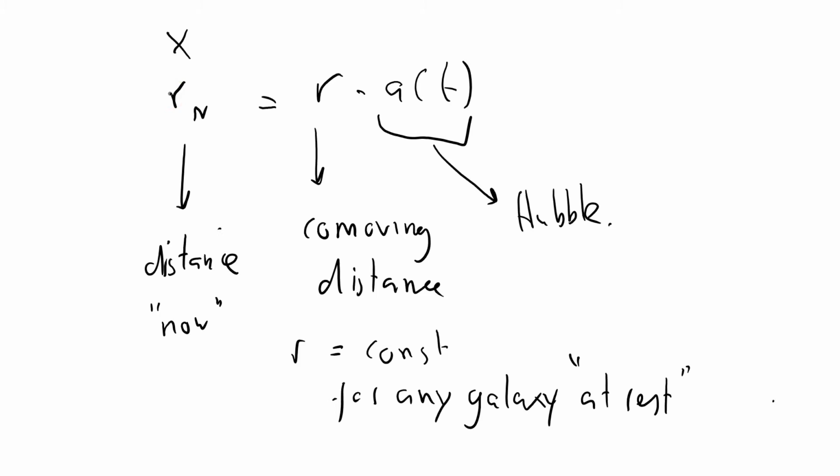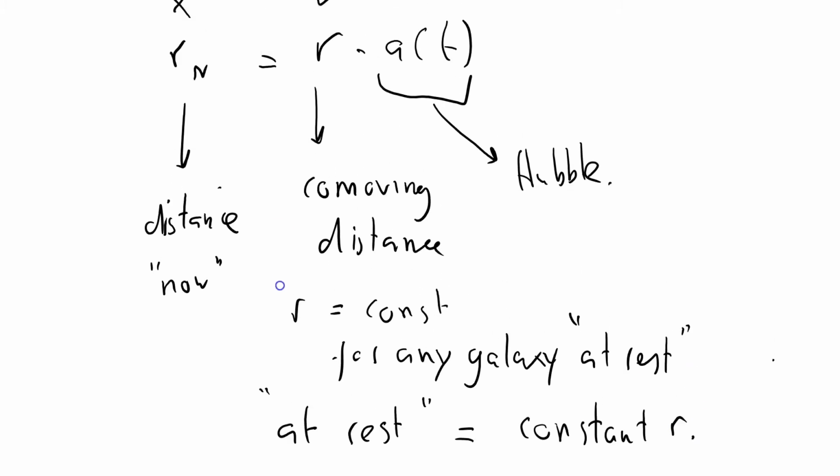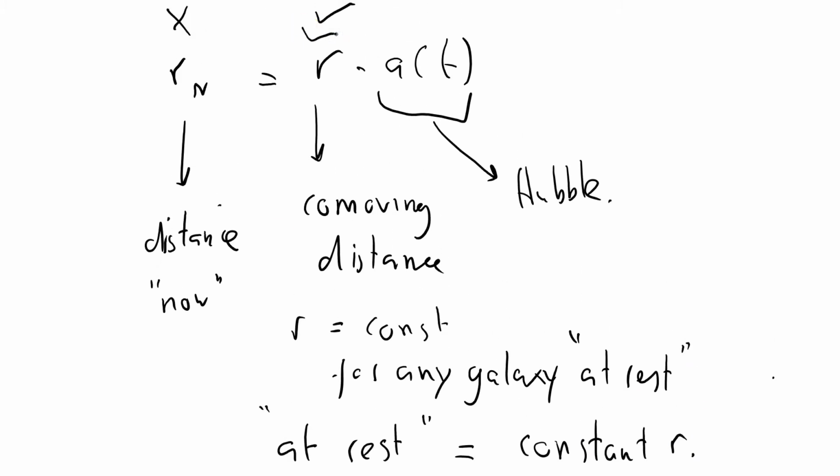That makes life difficult for us, because we've got galaxies at rest having a changing Rn. But this coordinate works, because at rest, in quotes, equals constant R. So this is a good coordinate to use, because R constant shows that the object we're considering is at rest. And we've got the Hubble constant as well, which is an unavoidable feature of this coordinate system. Okay, so I've got my coordinates here that I want to use. I want to use R and A rather than Rn.